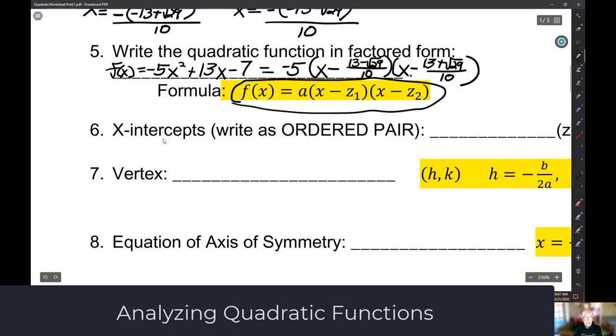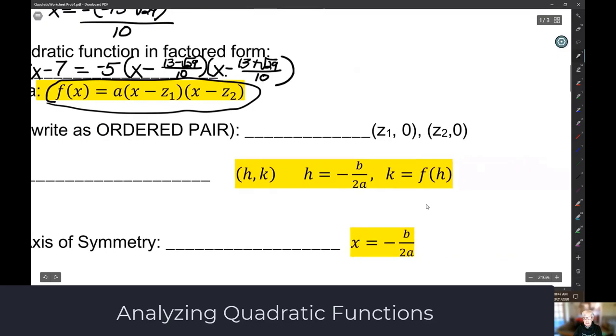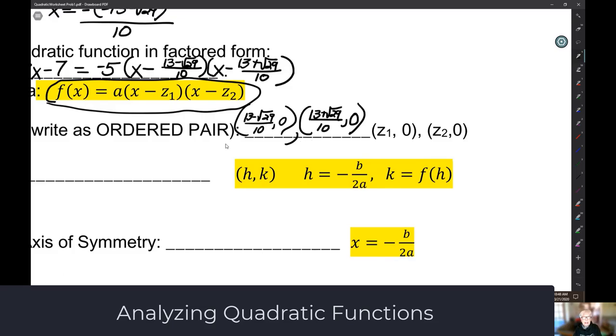All right, now we have to write the x-intercepts as ordered pairs. And here I wrote out a little formula for you. Z1 comma 0 and Z2 comma 0. So this is going to be 13 minus the square root of 29 over 10 comma 0. And 13 plus the square root of 29 over 10 comma 0. And that's how you would write the x-intercepts, and that's how the x-intercepts are different from the zeros when the zeros are real numbers.